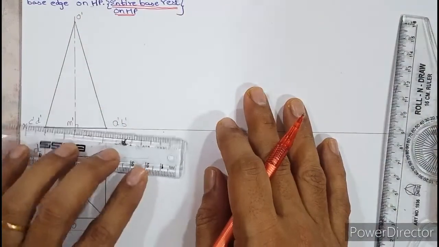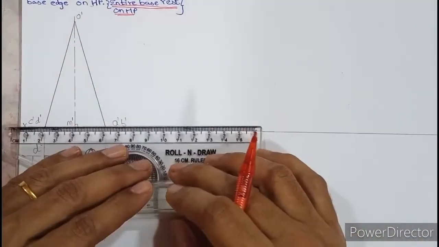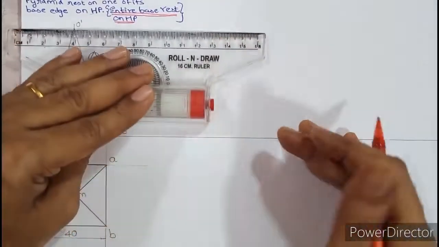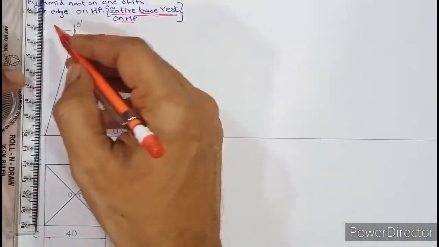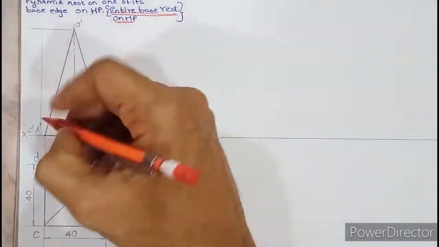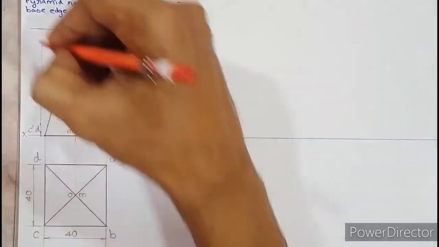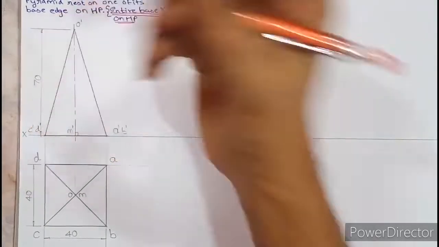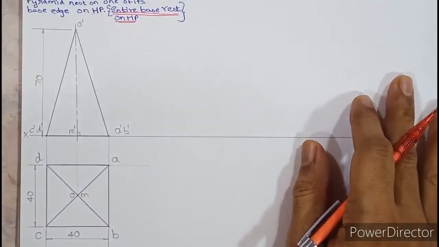Now in the question the dimension given is 70, so we should show the height of the pyramid as 70. So here I'll align the roller scale, slide up, and from here we can show dimension 70 in medium dark. So this is 70. So that is how we have completed the first stage.